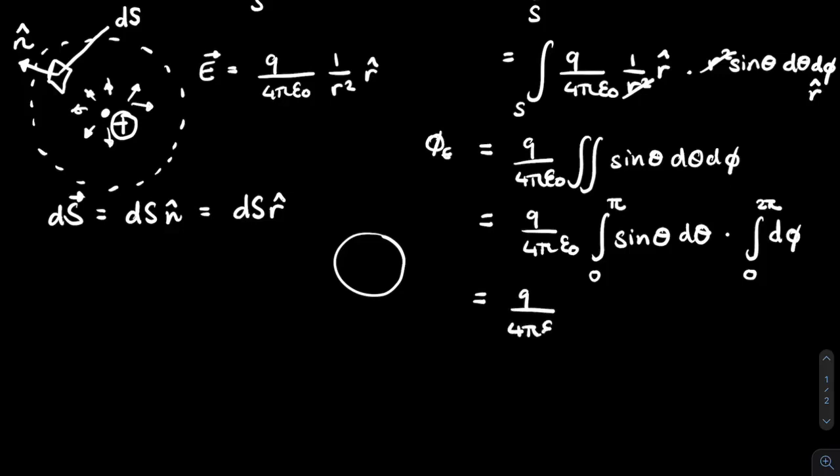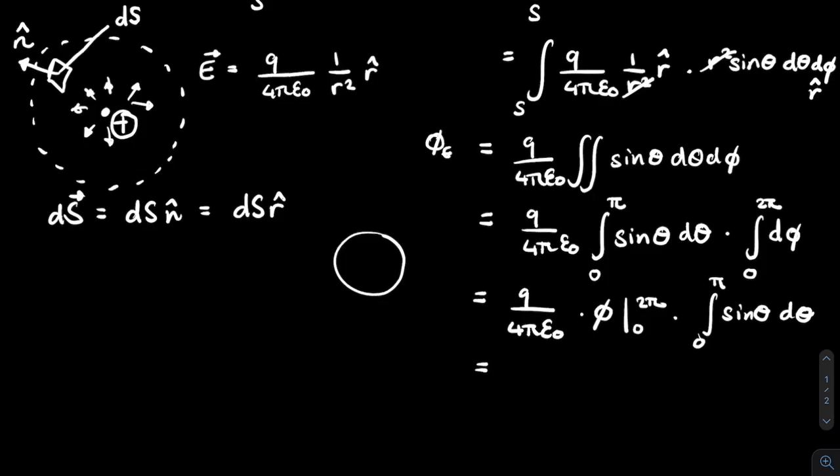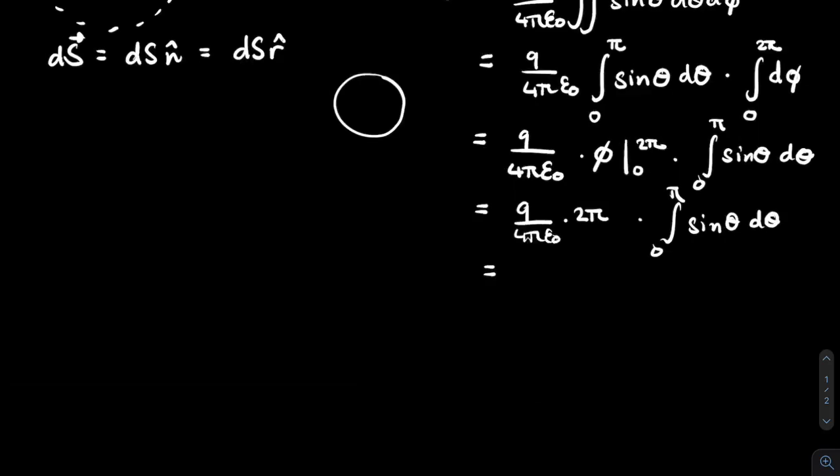So you're going to get q over 4 pi epsilon 0, and when we integrate that, we're just going to get phi evaluated from 0 to 2 pi multiplied by the theta integral, which I'll do in a minute, but I'll just do the phi bit first. So that's just simply going to be 2 pi, right? So all you're going to get is 2 pi minus 0, which is just 2 pi. So you're going to get q over 4 pi epsilon 0 multiplied by 2 pi, and that times the rest of it. That simplifies to q divided by 2 epsilon naught times this.